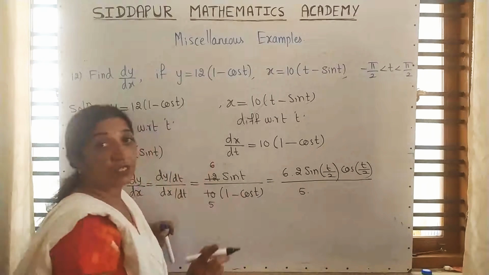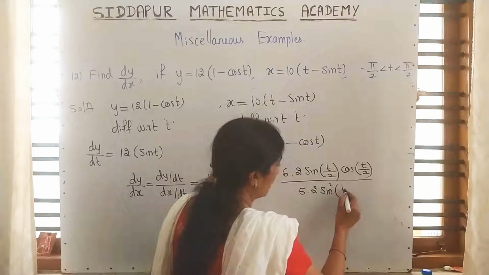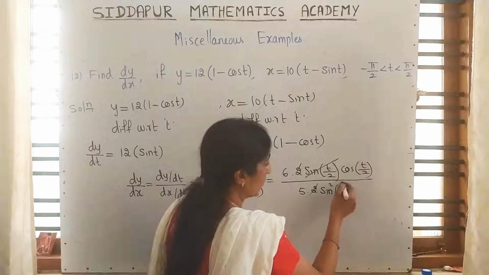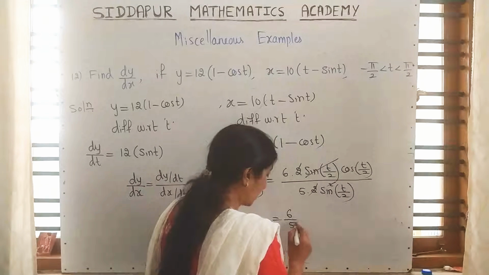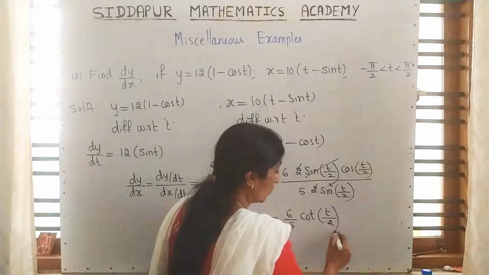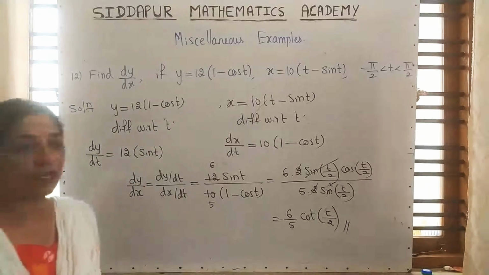1 minus cos t is 2 sin square t by 2. The 2 gets cancelled. One sin t by 2 is cancelled with this. Cos by sin is remaining and they have the same angle. It is nothing but cot t by 2. See, are the sums simple or what? Yes, the sums are very simple.